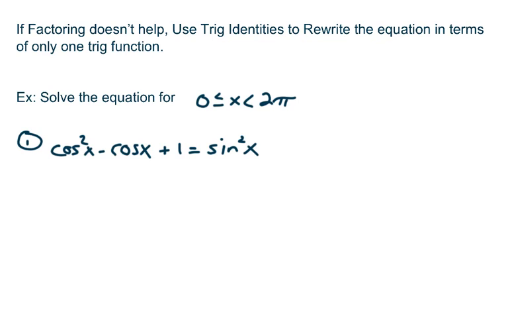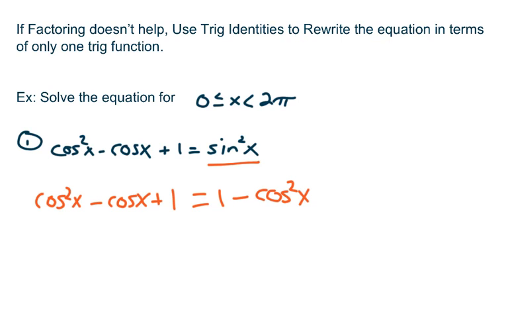Okay, so what I'm going to do first, I'm going to rewrite sine squared as 1 minus cosine squared of x. That's one of the Pythagorean identities that we learned about in section 1, and the rest of it stays exactly the same. So it's still cosine squared of x minus cosine of x plus 1.